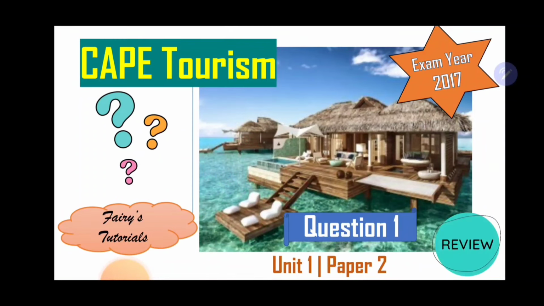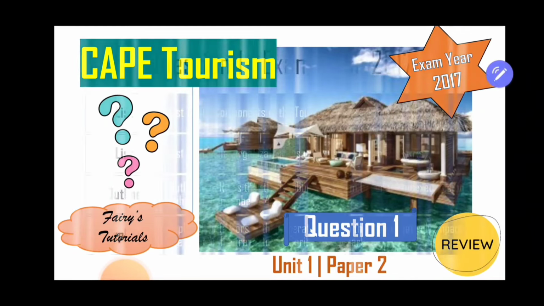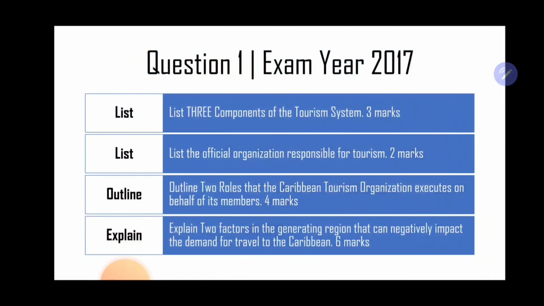CAPE Tourism Unit 1. In today's episode, we're looking at a past paper question for the exam year 2017, and we're focusing on question 1. It reads, list 3 components of the tourism system, 3 marks. List the official organization responsible for tourism regionally and internationally, and that is worth 2 marks.